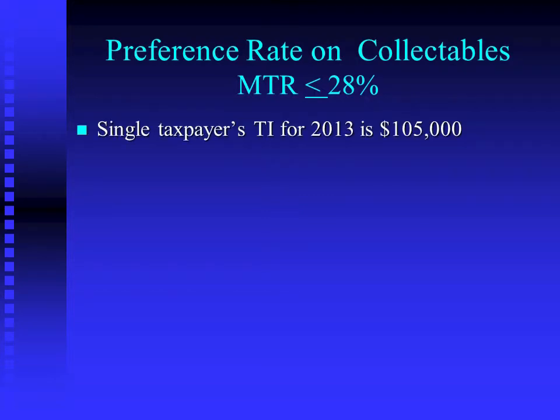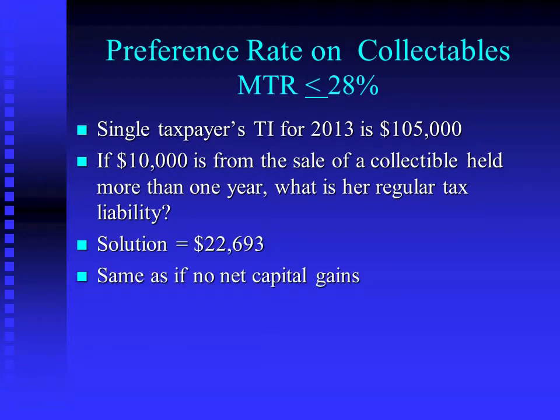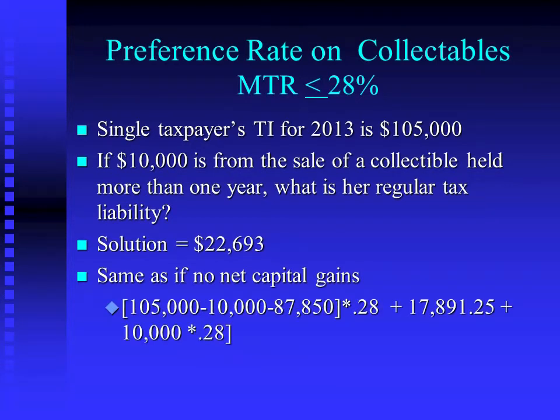Same facts, 105 of income. 10,000 is now from the sale of a collectible held more than a year. What is the regular tax liability? That answer is the same as if there were no net capital gains. I've gone through the formal process of carving out the 10,000, but since I'm multiplying it by the same thing I am using as the highest marginal tax rate, it's the same as if I ignored the collectible completely.